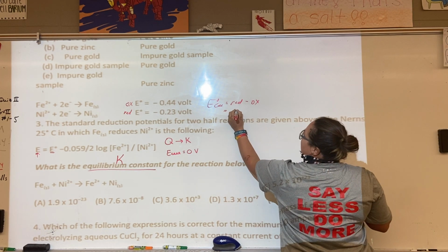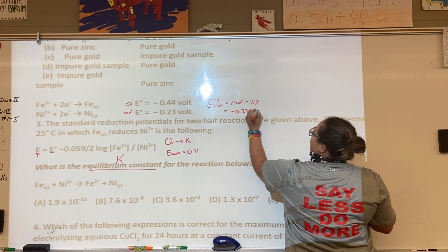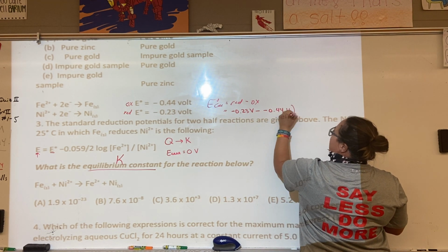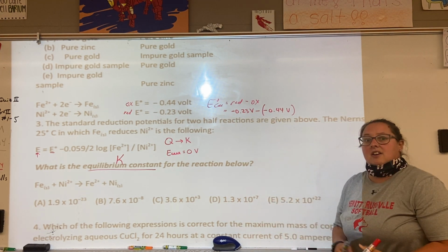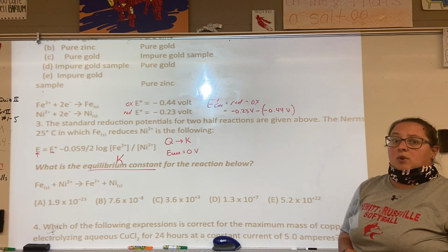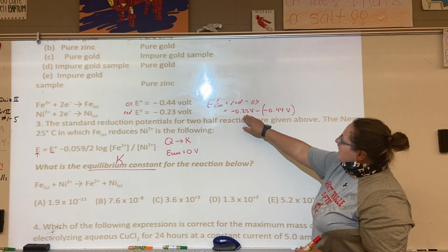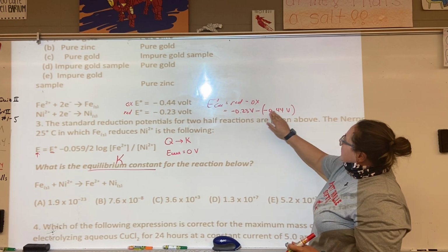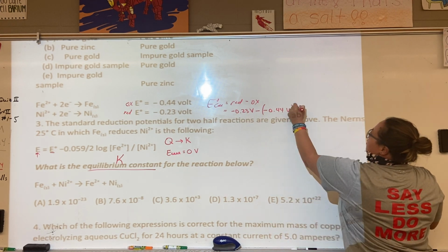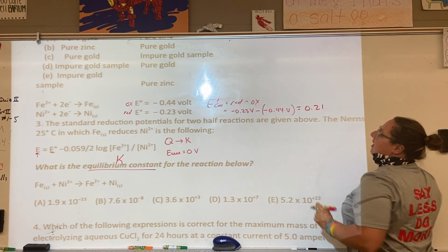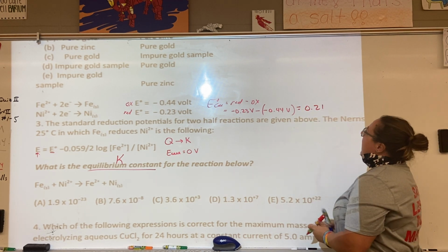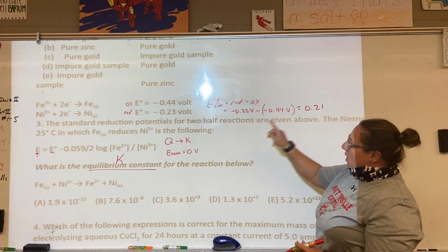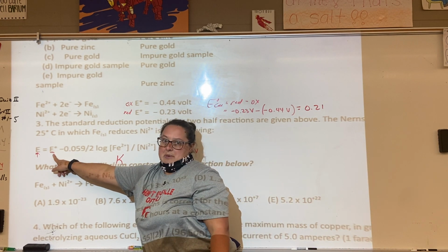So it will be negative 0.23 volts minus negative 0.44 volts. Now remember, you're not allowed to use a calculator on this one. You do have to work the mental math. So this is essentially saying negative 0.23 plus 0.44. So when you do that math mentally, you get a positive 0.21 volts. And so this is your standard E cell. So we know what this value will be here.